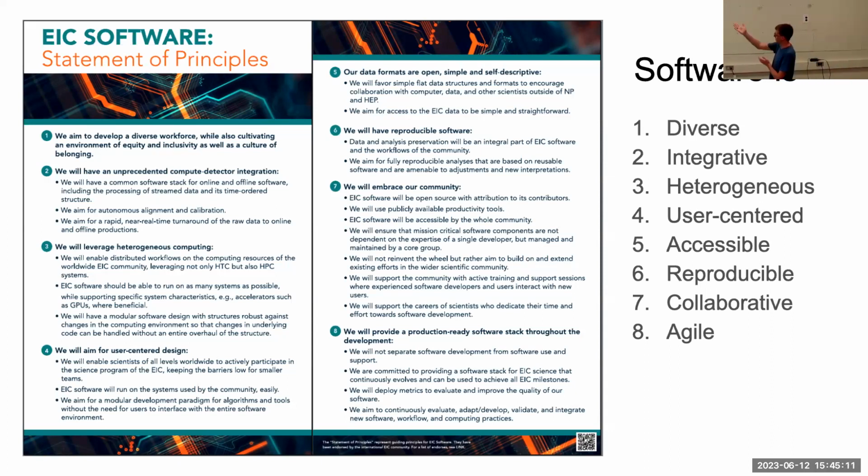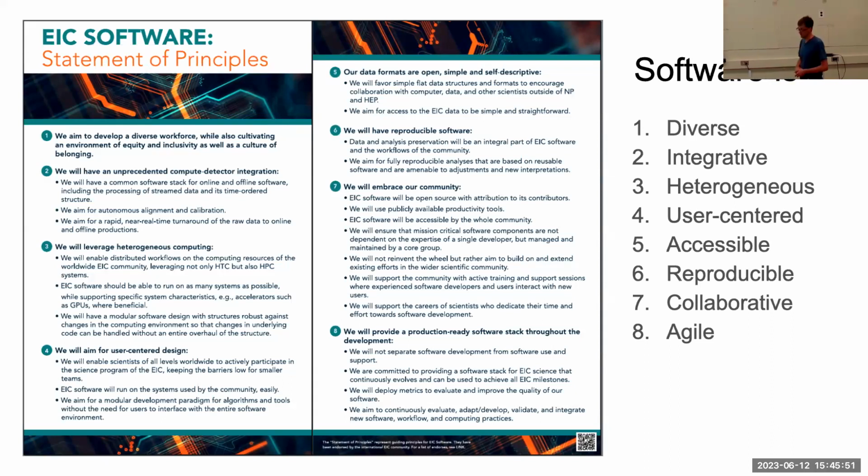We want software to be diverse. I'm just going to read these 8 words. They kind of correspond with the 8 items over there, but there's more detail in the detailed text. So we want software to be diverse. We want everyone to feel at home in software and computing. We want it to be integrative, so we want it to integrate multiple parts of what is software and computing. We want it to be heterogeneous, so we want it to combine GPUs, regular CPUs, FPGAs, different kinds of computing paradigms, future computing paradigms that we don't actually know about yet.